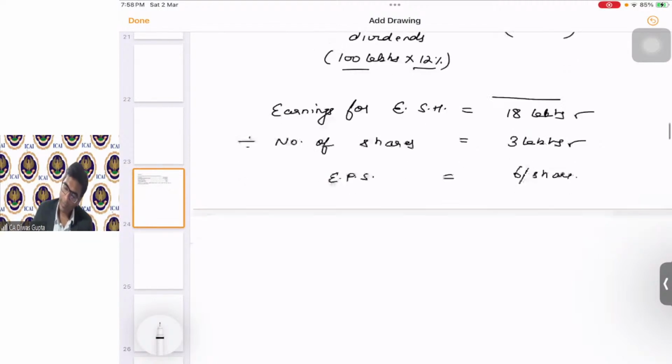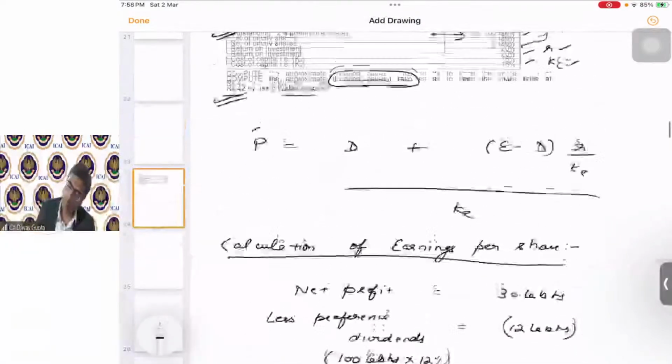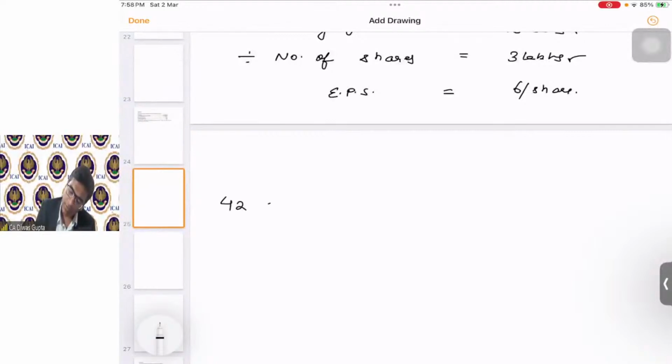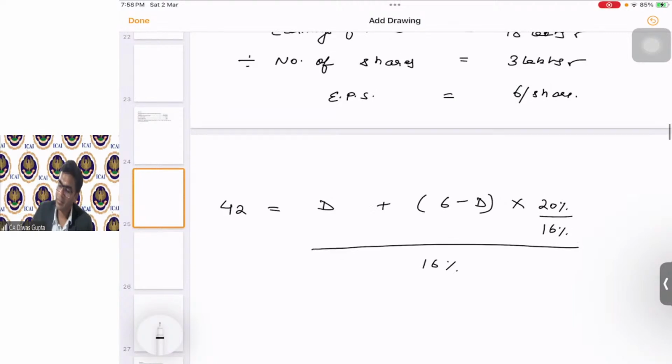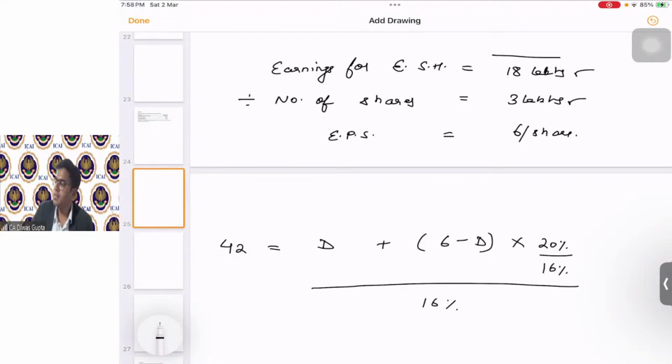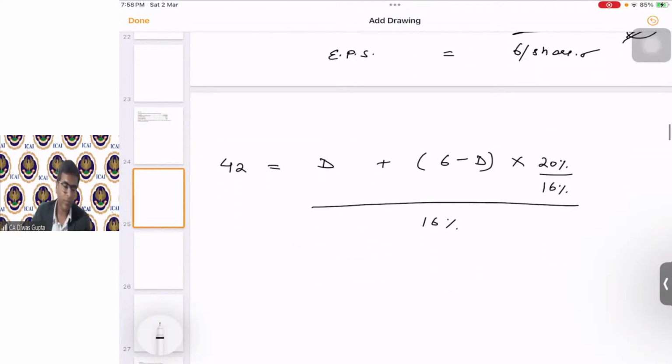Now, again coming back to the formula. Let's substitute the numbers. Price, which is 42 rupees, is equal to dividend plus earnings minus dividend multiplied by 20%, which is R, divided by 16%, which is KE, whole divided by 16%. Sanya, where are you saying divided 3.12? We have to divide it by 3 lakhs, right? And hence we arrive at 6 per share. Sanya, you have given the answer, I think.